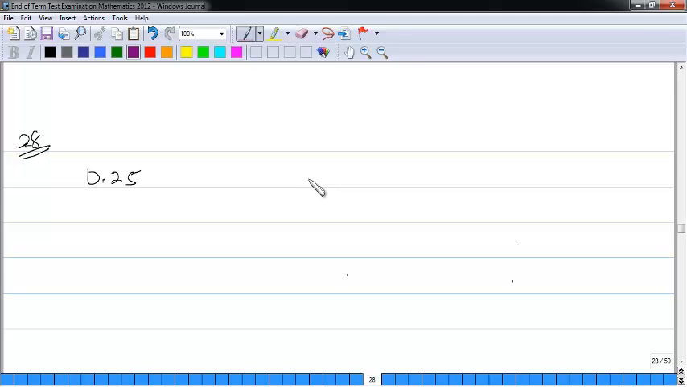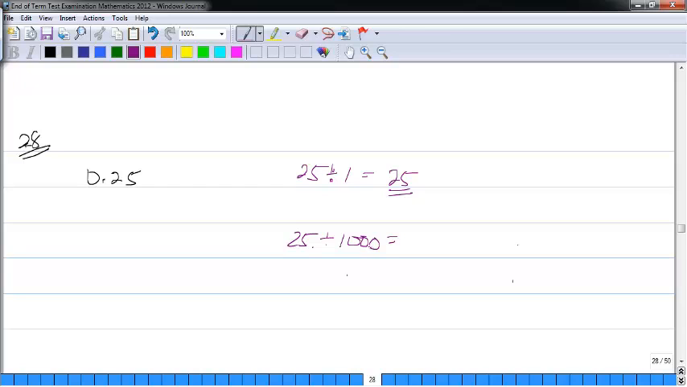Number 28. Which of the following has the same value as 0.25? And we have 25 divided by 1. Now 25 divided by 1 is going to give us 25. Anything divided by 1 will give you the same result. Next we have 25 divided by 1000. So our decimal point would be there. We're dividing, so we're going to be moving digits to the right of the decimal point.